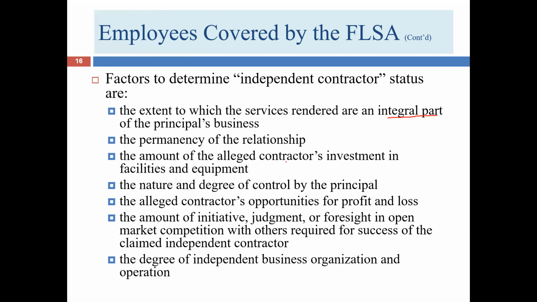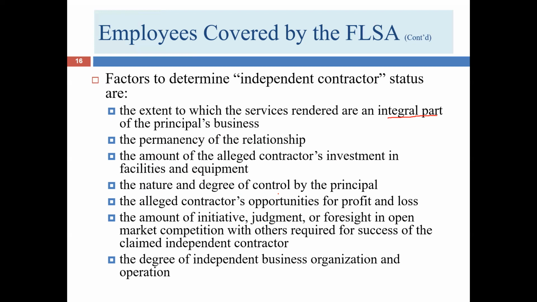The amount of the alleged contractor's investment in facilities and equipment. If I'm a welder and I bring my own equipment, maybe it costs me a couple $1,000. I'm looking more like an independent contractor. If I come to work and my equipment is provided, I'm looking more like an employee.